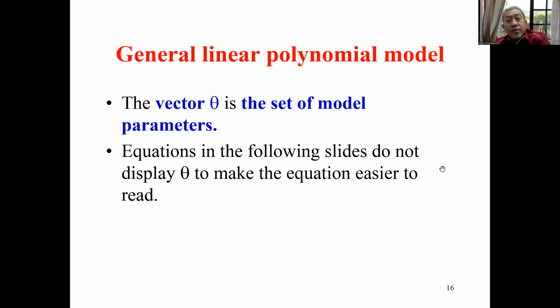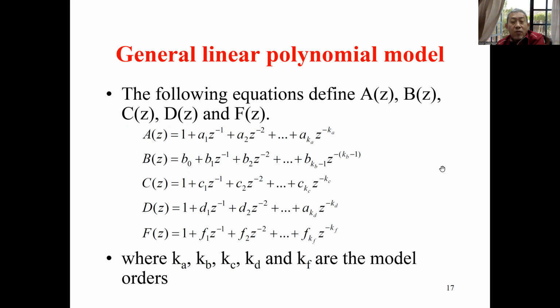And vector theta is the set of model parameters. The equations in the following slides do not display theta to make the equations easier to read. So A(Z), B(Z), C(Z), D(Z), and F(Z) are the polynomials as shown here, where KA, KB, KC, KD, and KF are the model orders. So if the model order is 5, meaning that is the highest, it is a 5th order model, for example.